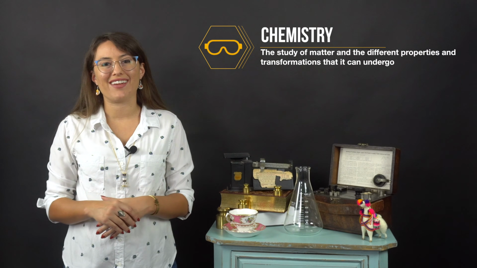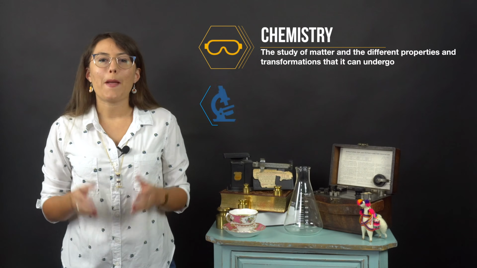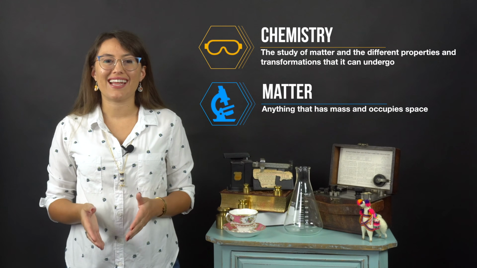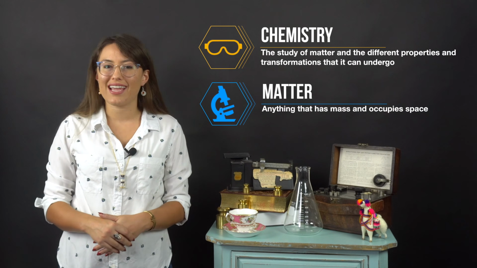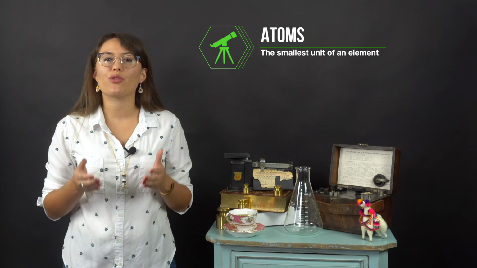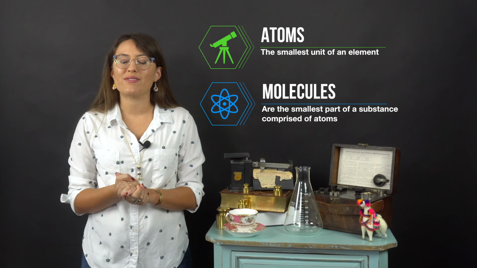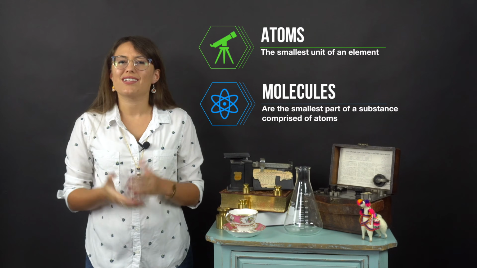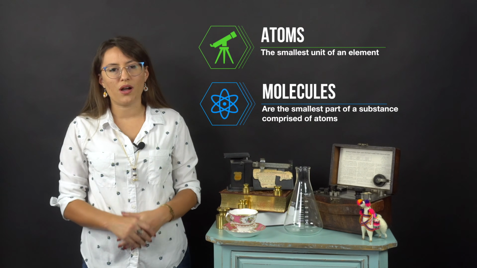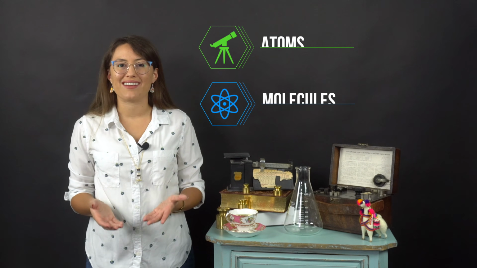Chemistry is simply the study of matter, the different properties and transformations that it can undergo. Matter, as we know, is anything that has mass and occupies space, such as this table or this teacup. Or we can get more specific and talk about molecules and atoms, where atoms are the smallest unit of an element and molecules are the smallest part of a substance comprised of atoms, such as a molecule of water or H2O, where a water molecule is comprised of both hydrogen and oxygen atoms.